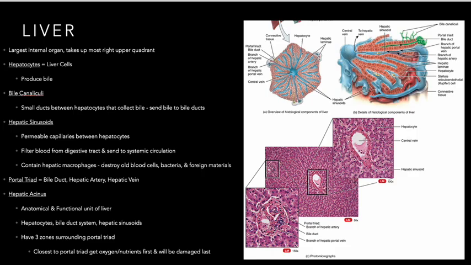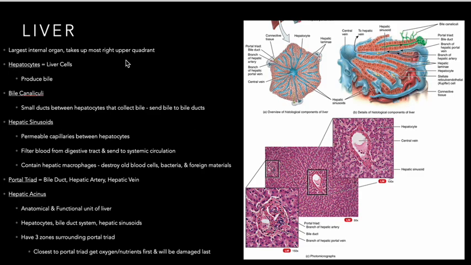The liver is another accessory organ of digestion. It is our largest internal organ, and it takes up most of the right upper quadrant, right underneath the ribs. So it's going to lie right underneath the diaphragm on the right side. And it's going to be made up of cells called hepatocytes. Anytime you see anything with the prefix hepato, that is going to mean liver. So our liver cells are the cells that help produce bile.